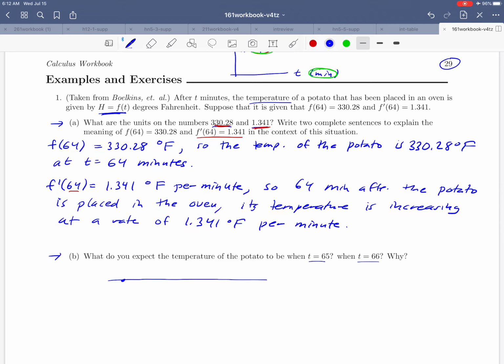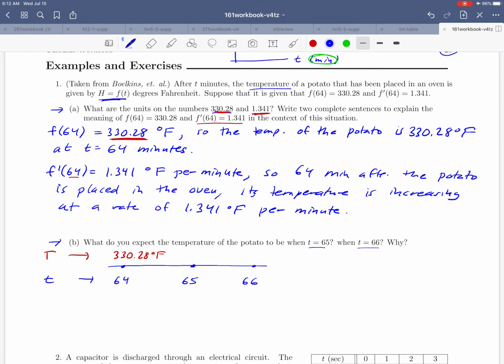We're comparing time and temperature here. So we'll put times down here, 64 minutes. That's the starting time, if you want to think about it. We know what the temperature of the potato is at 64 minutes. That was the number they gave us up here in part A. So I'll write that temperature up above. And what we're being asked to estimate is what would happen if we went 1 minute forward in time to 65 minutes, and then another minute forward to 66 minutes. Could we predict the temperatures at those two times?